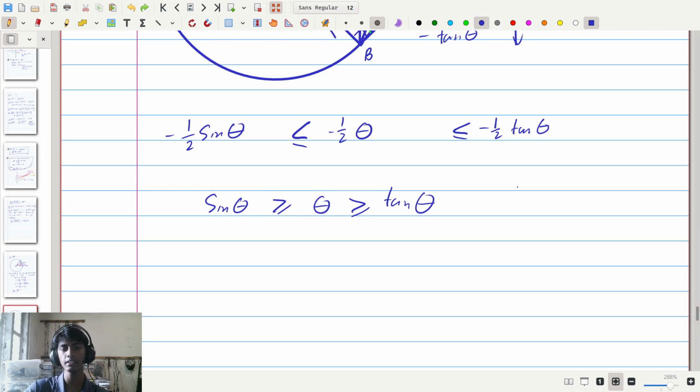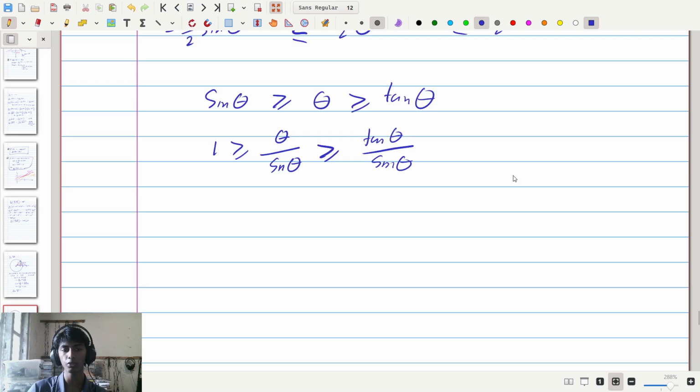So now we have sine theta greater than or equal to theta, which itself is greater than or equal to tan theta. Dividing both sides by sine theta, we get that 1 is greater than or equal to theta divided by sine theta, which is greater than or equal to tan theta divided by sine theta. Now inverting both sides, since each of these values is a positive value, when we do 1 over, we have to flip the sign again.